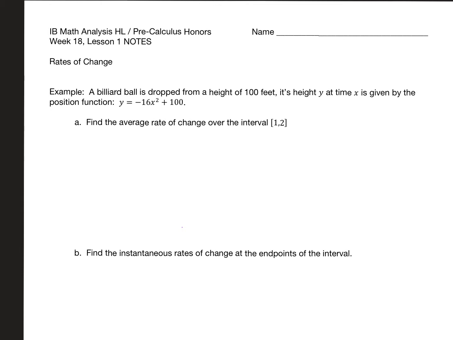So we're talking about rates of change here. If you read this first example, there is an equation right here. This is the position function, meaning when I plug in x values, which are times, right? So x could be 1 second, 5 seconds, 8 seconds, whatever. I'll be solving for y, and that will tell me the height of this billiard ball. So it's a position. Depending on what I plug in for x, I will know the height of the billiard ball.